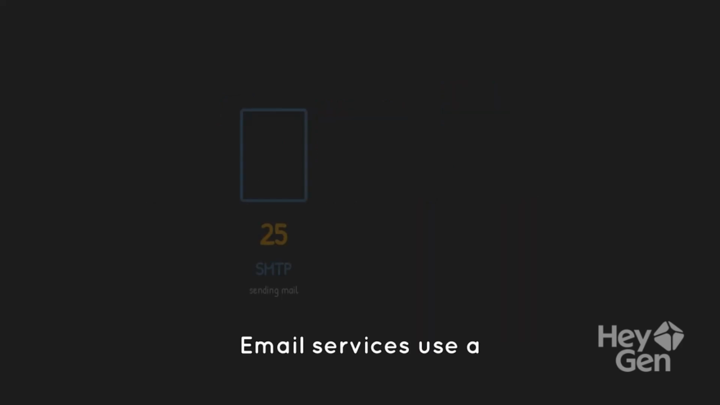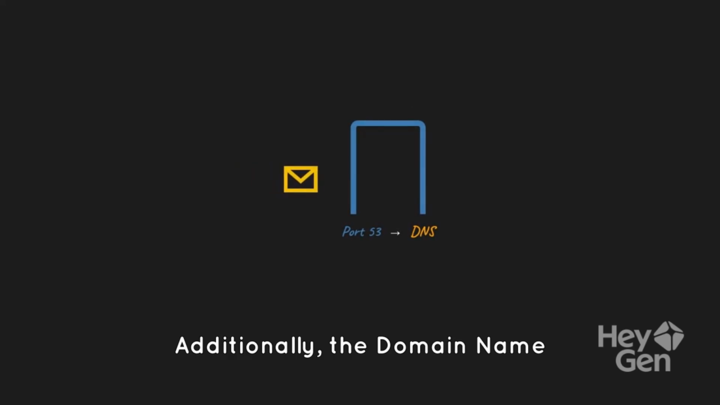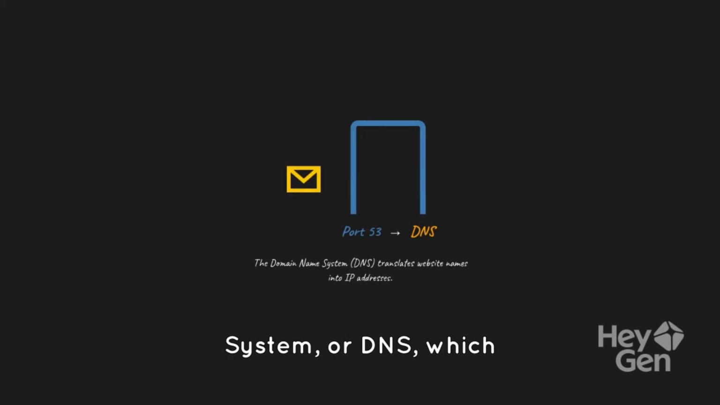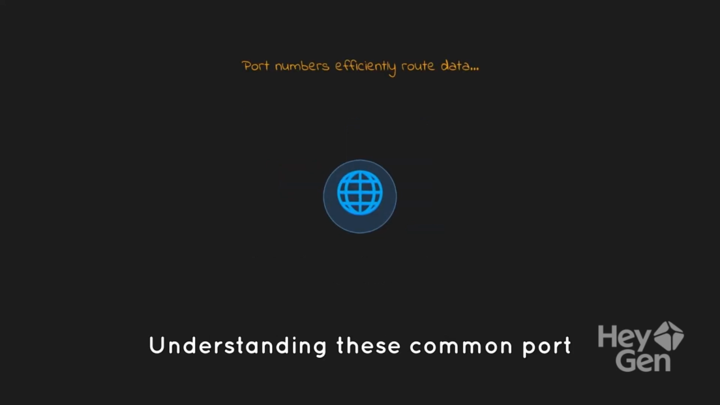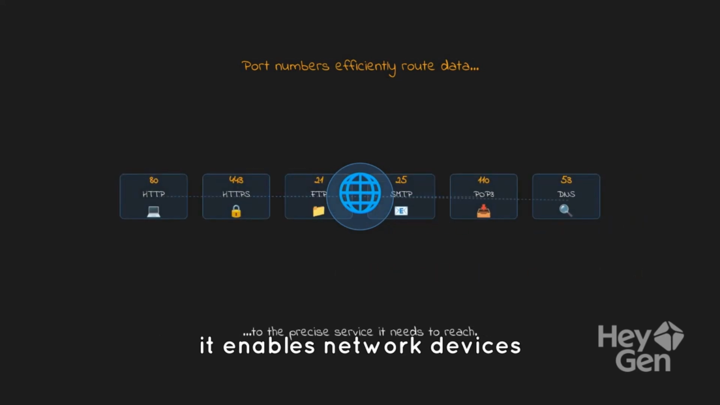Email services use a couple of key ports. SMTP, for sending mail, uses port 25, while POP3, for receiving mail, uses port 110. Additionally, the Domain Name System, or DNS, which translates website names into IP addresses, operates on port 53. Understanding these common port numbers is fundamental, as it enables network devices to efficiently route data to the precise service it needs to reach.